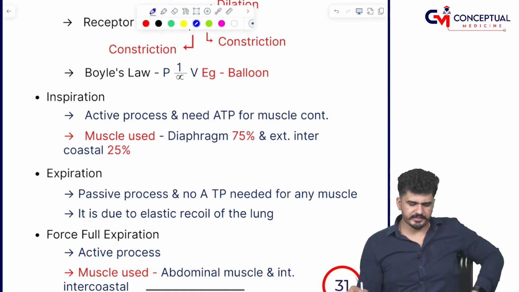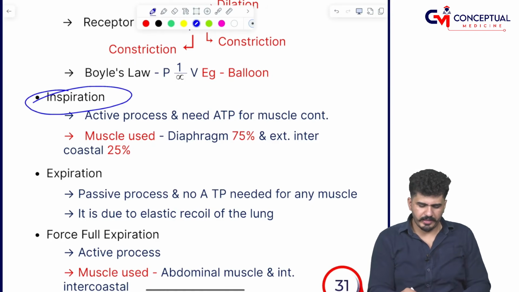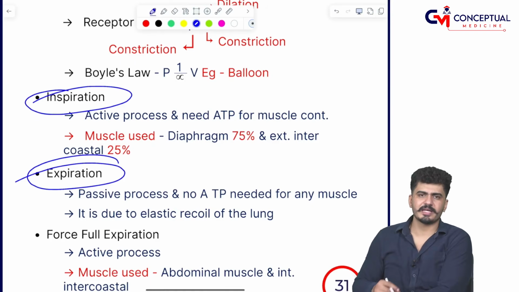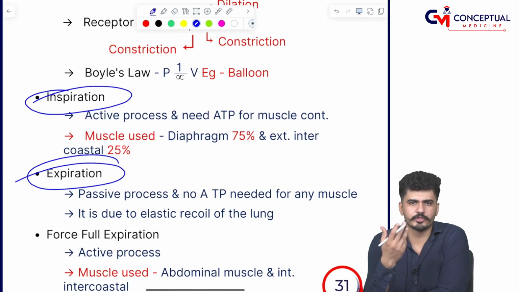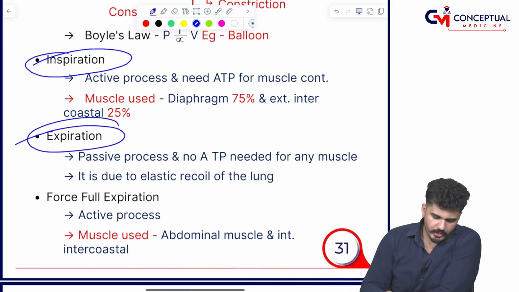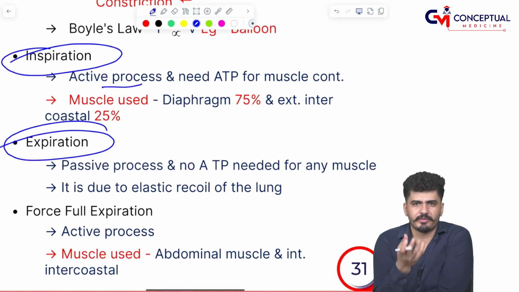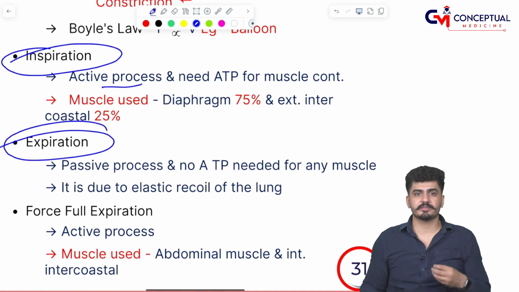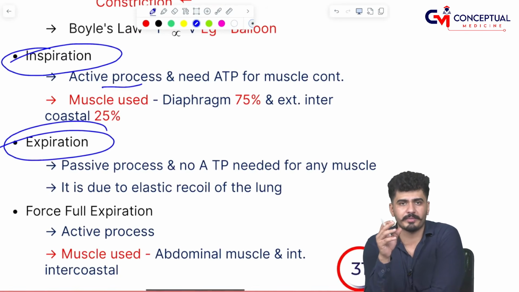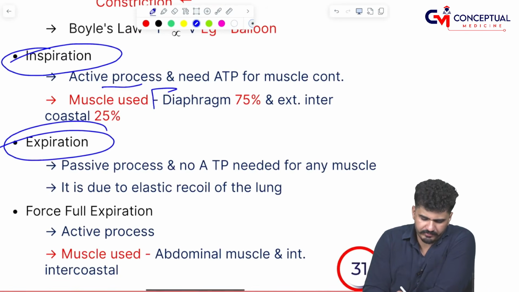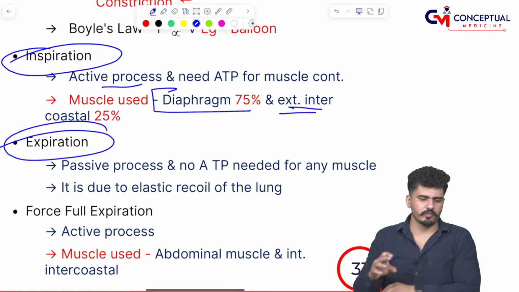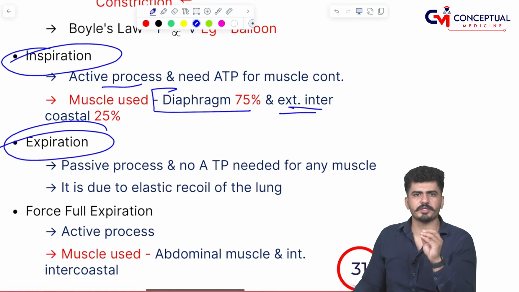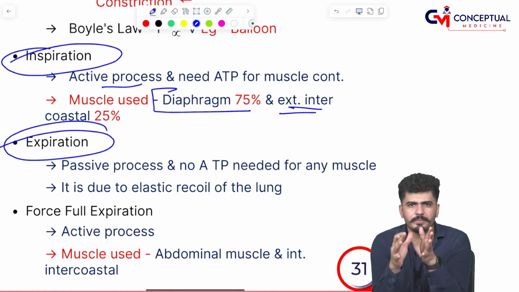Now let's talk about the next system, which is the respiratory system, sir. In the respiratory system, you remember inspiration, expiration, what muscles are used in inspiration, what muscles are used in expiration, forceful expiration and so on. Now inspiration is an active process. जब हम सांस अंदर लेते हैं, this is an active process. This needs active involvement of muscle. For inspiration, which two muscles are there? The diaphragm and external intercostal muscles.